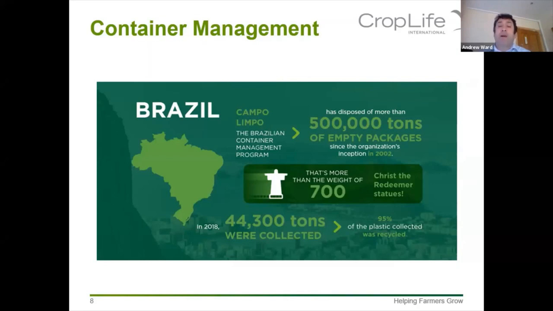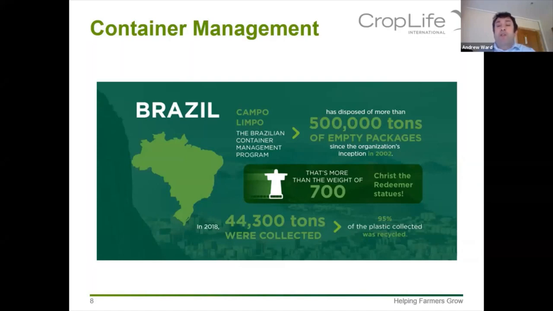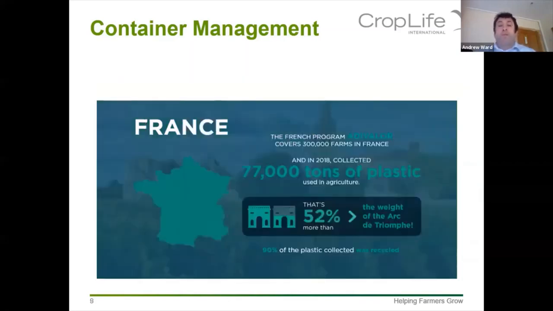In Brazil, that means that some of the plastic that's been recycled has actually been mixed with virgin containers and has gone into producing new containers. And that in itself has brought about significant climate benefits. It's been calculated that there's been a reduction of 750,000 tons of carbon equivalent through the recycling of containers rather than producing new containers from virgin plastic.